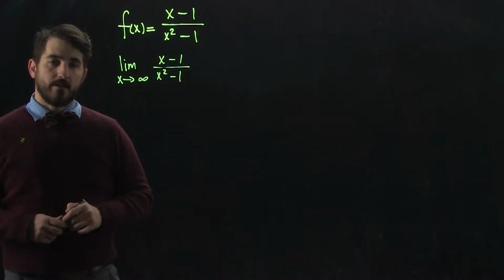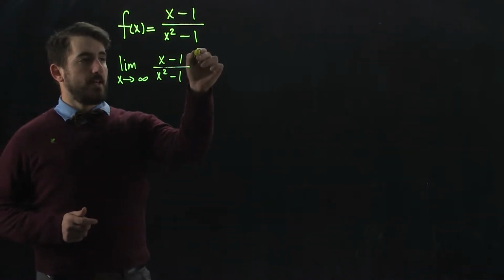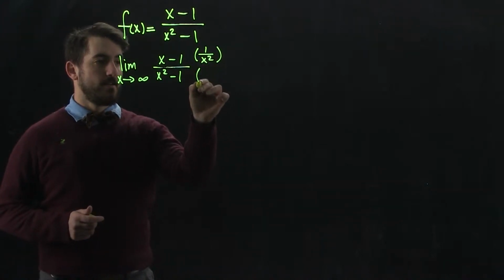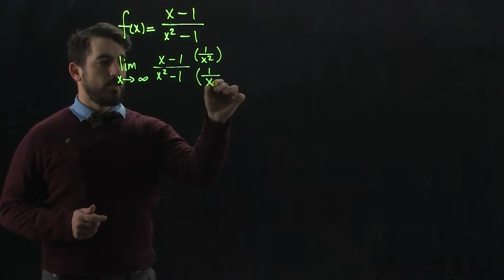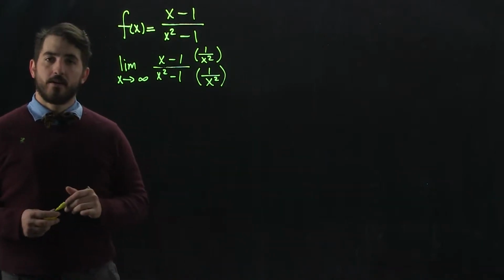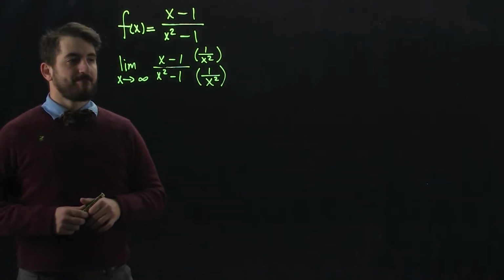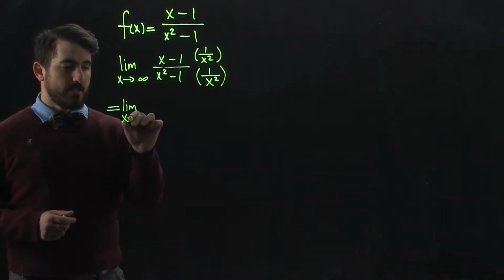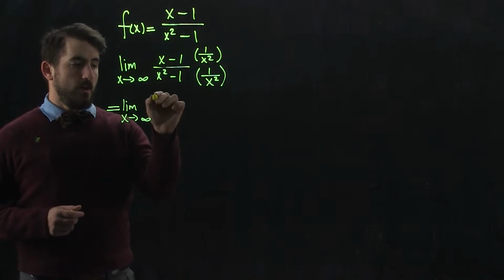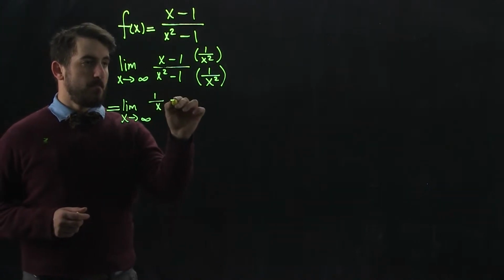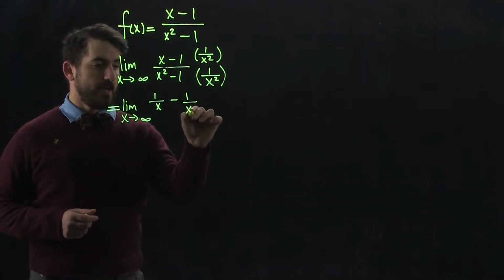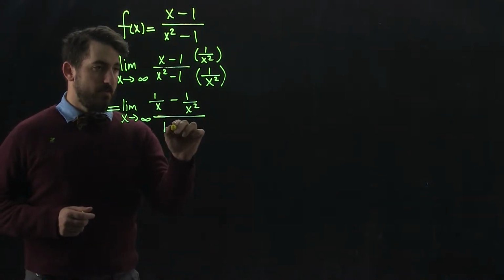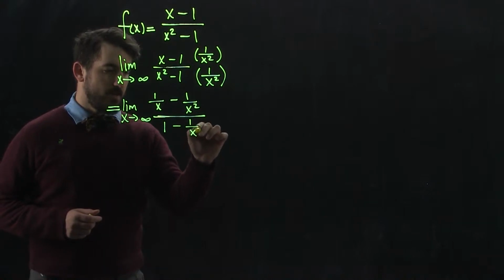In order to evaluate this limit, the trick is to multiply the top and bottom by the highest degree variable in the denominator. In this case, we are going to multiply by 1 over x squared to the top and bottom. Now the result of this is the limit as x goes to infinity of 1 over x minus 1 over x squared divided by 1 minus 1 over x squared.